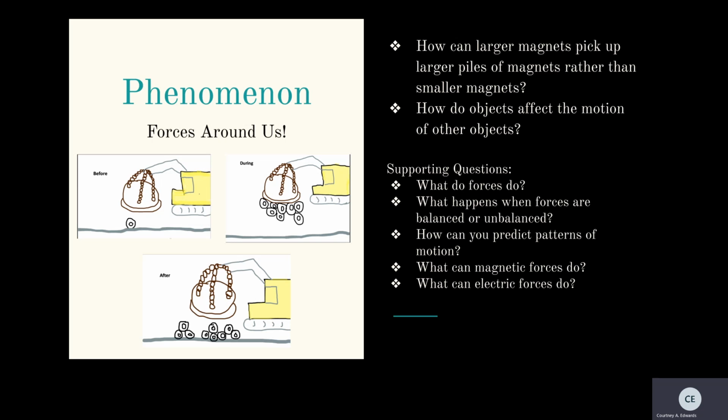And the compelling question that goes along with my anchoring phenomenon is, how do objects affect the motion of other objects? And throughout the unit, I have the following supporting questions just to help guide students through each lesson, which are: what do forces do? What happens when forces are balanced or unbalanced? How can you predict patterns of motion? What can magnetic forces do? And what can electric forces do?